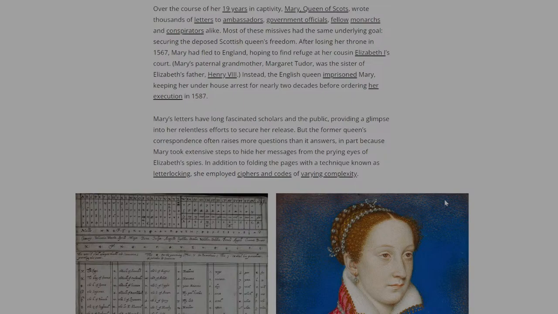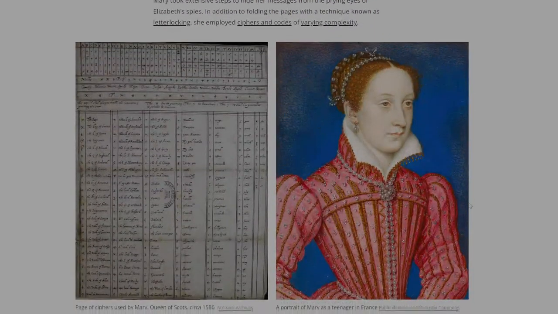Mary's letters long fascinated scholars and the public, providing a glimpse into her relentless efforts to secure her release. The former queen's correspondence often raises more questions than it answers, in part because Mary took extensive steps to hide her messages from the prying eyes of Elizabeth's spies. In addition to folding pages with a technique known as letter locking, she employed ciphers and codes of varying complexity.